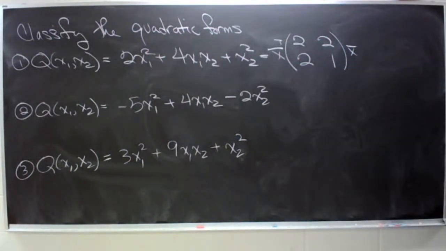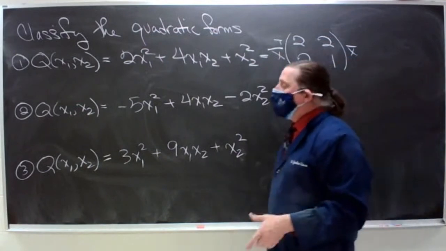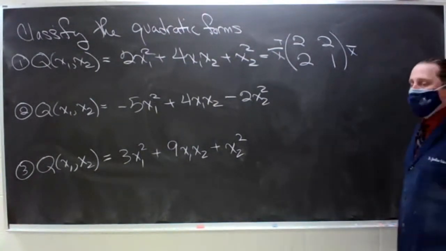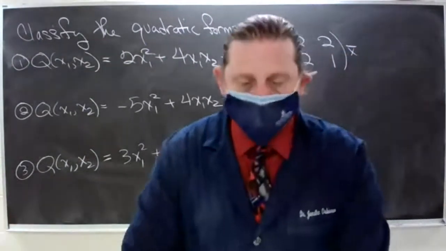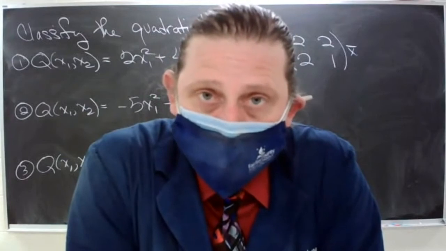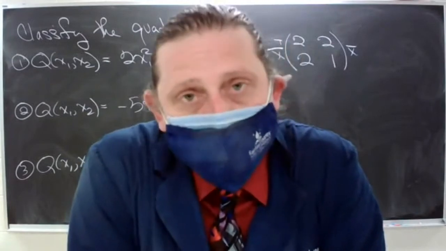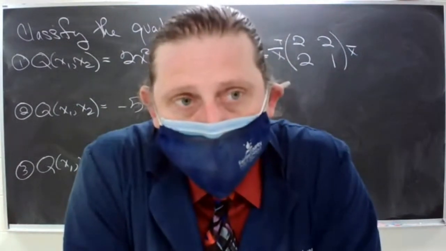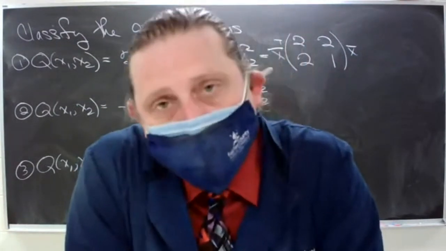All right? So, we're not asked to actually remove the cross terms in these examples. We're just asked to classify. So we don't need to know the eigenvalues. We just need to know, are they both positive? Are they both negative? Is one negative and the other one 0? Is one positive and the other one 0? Or is one positive and the other negative?